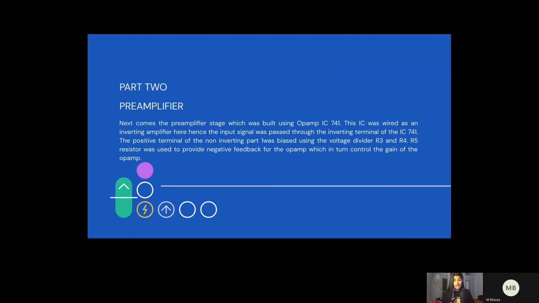The preamplifier stage was built using the op-amp IC741. This integrated circuit was wired as an inverting amplifier here, and hence the input signal was passed through the inverting terminal of the IC741. The positive terminal of the non-inverting part was biased using the voltage divider R3 and R4. The R5 resistor was used to provide negative feedback for the op-amp, which in turn changed the gain of the op-amp.